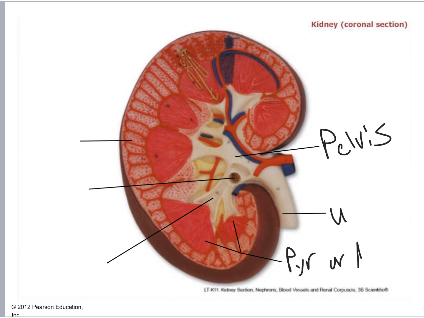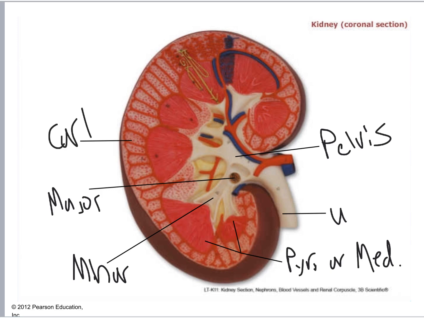or it could say renal medulla, because the renal pyramids are the renal medulla. So there's two answer choices possible here, either renal pyramid or renal medulla. The next line is pointing to the minor calyx. The next line is pointing to the major calyx. And then this last line is pointing to the renal cortex.